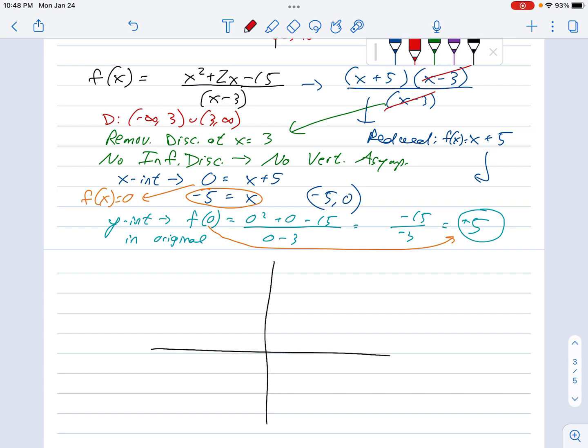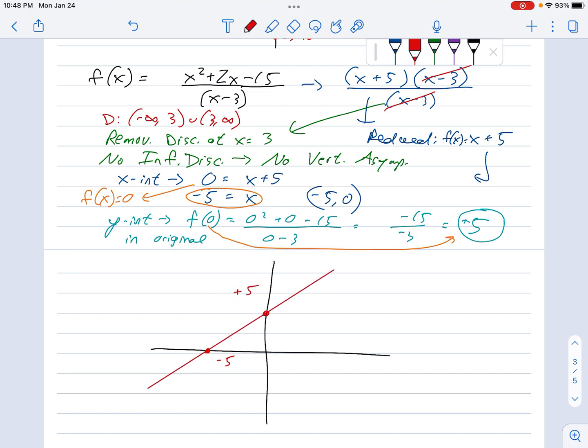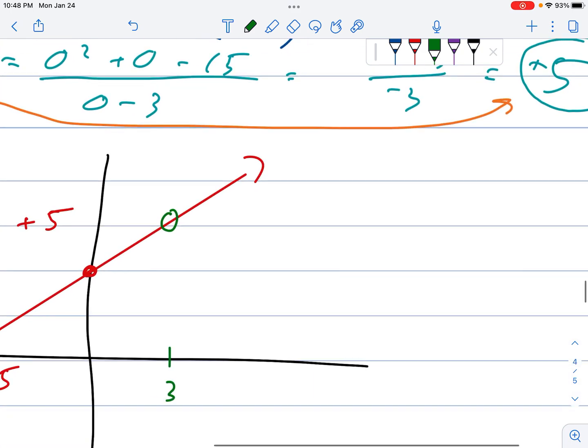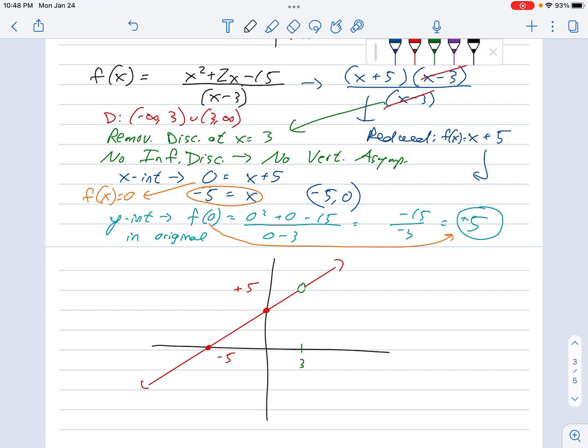It has a y-intercept of positive 5. My x-intercept is negative 5. It just so happens to be the same number. That's because it's such a basic function with the slope of 1. Here's my graph with the slope of 1. Okay, I had a removable discontinuity at 3, so that's somewhere over here. And that means there's a hole in my graph at that number of 3. No vertical asymptotes, which are no infinite discontinuities. There's what I'm looking at now.